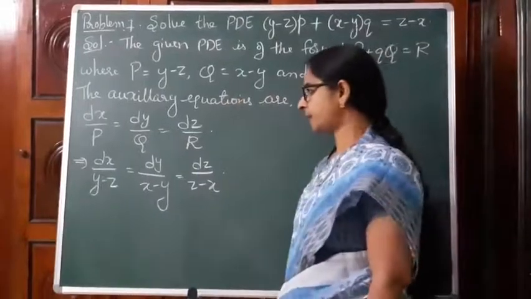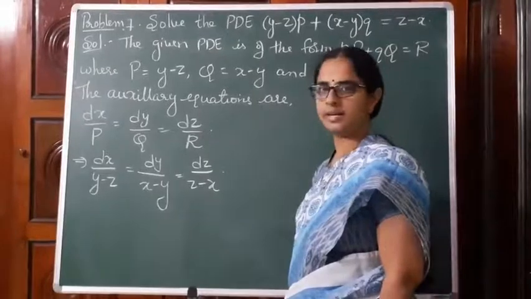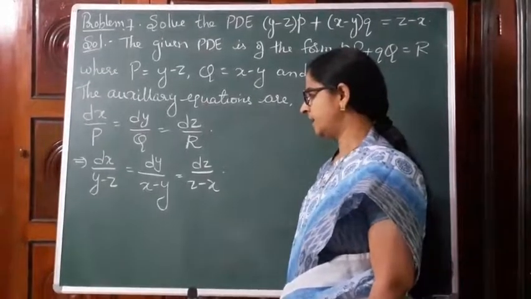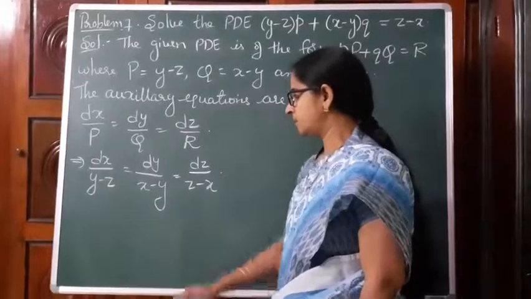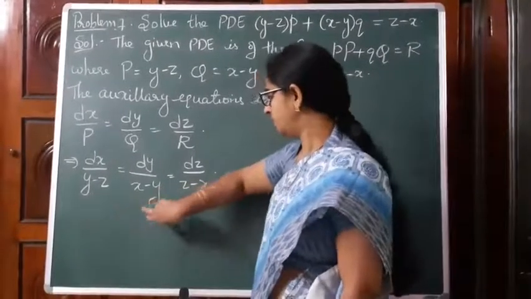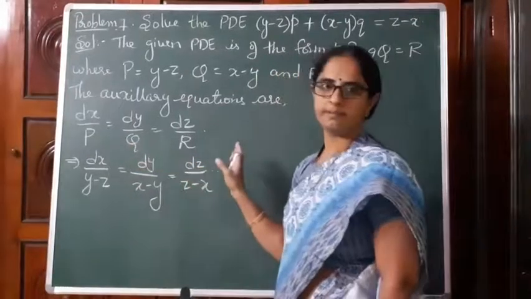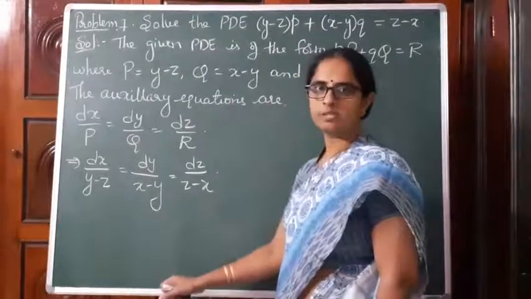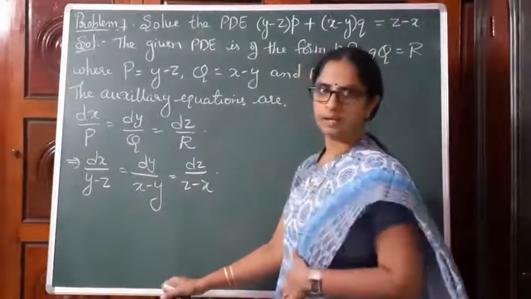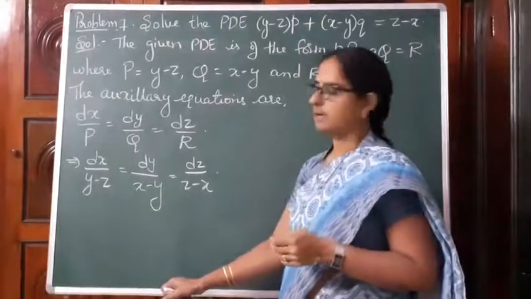Now check whether we can group the terms in the auxiliary equation and directly integrate. It may not be possible, because if we group any two terms here, either 1 and 2, or 2 and 3, or 1 and 3, we cannot simplify and we cannot directly integrate. So the method of grouping is not possible to find even one solution. So we have to go for the method of multipliers.